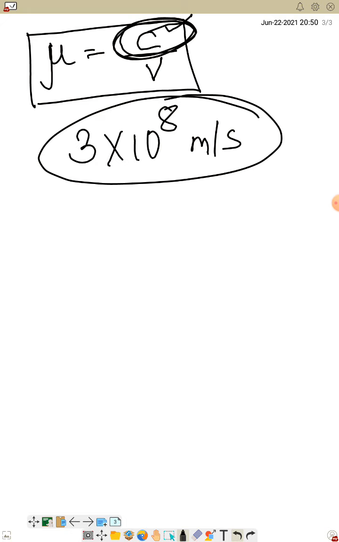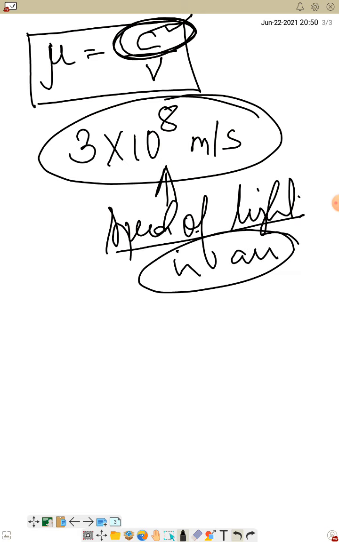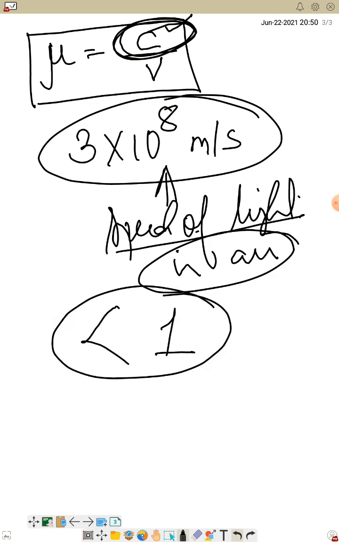So that is why you must remember that the refractive index of any transparent medium with respect to the speed of light in air or vacuum is always greater than 1. Please remember this. Are you getting my point? Yes. So now let us see some examples here.